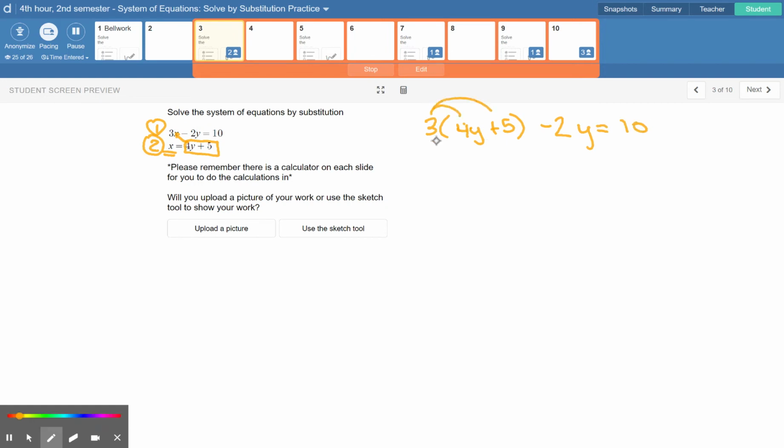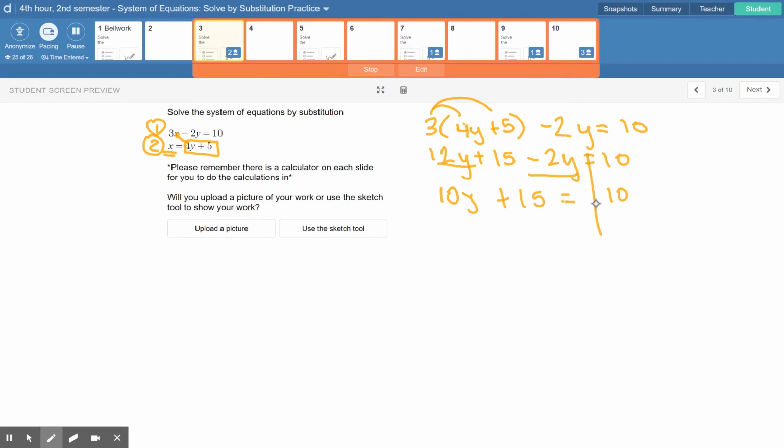So we want to distribute. We have 12y plus 15 minus 2y equals 10. Combine like terms. 12y minus 2y gets you 10y. And now we finally have a two-step equation. So we're going to subtract the 15 on both sides. Divide by 10.